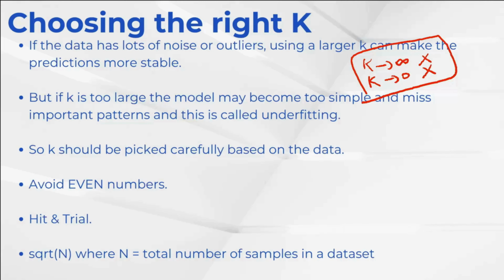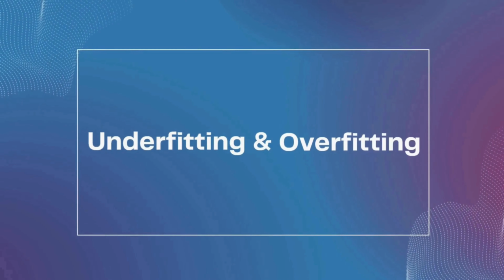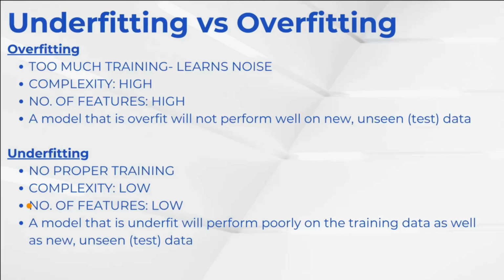What happens is, if the data set is typically very large, using a larger k would make sense. But when you use a larger value of k, the model may become very simple and it may go underfit. On the other side, if the value of k is very small, it will result in overfitting. Now let us try to understand the concept of underfitting and overfitting.